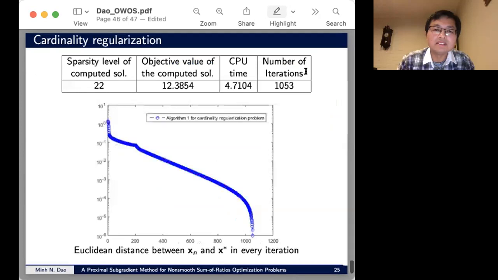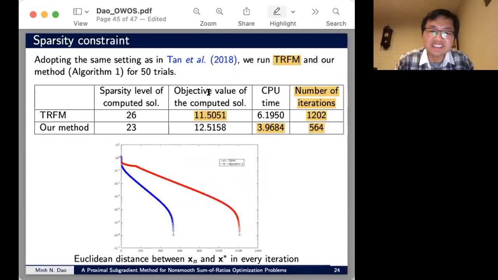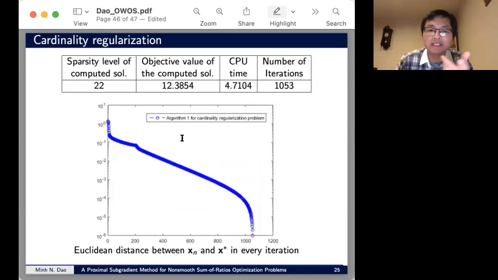So in the second case, when we use cardinality regularization, we don't have any other method to compare, so we just show our performance. But you can see that in terms of the objective value, CPU time, or sparsity level of the computed solution, using cardinality regularization is also good compared to the other methods.